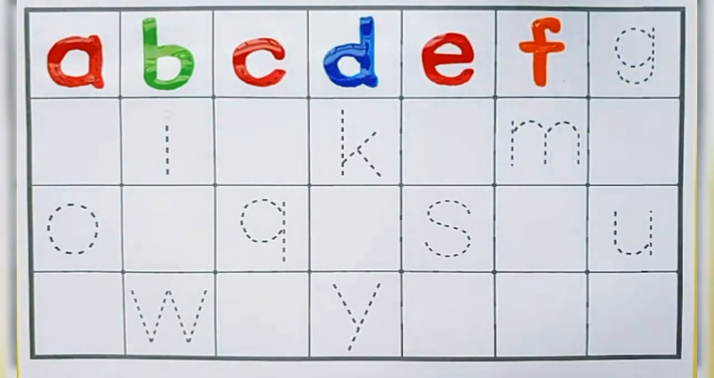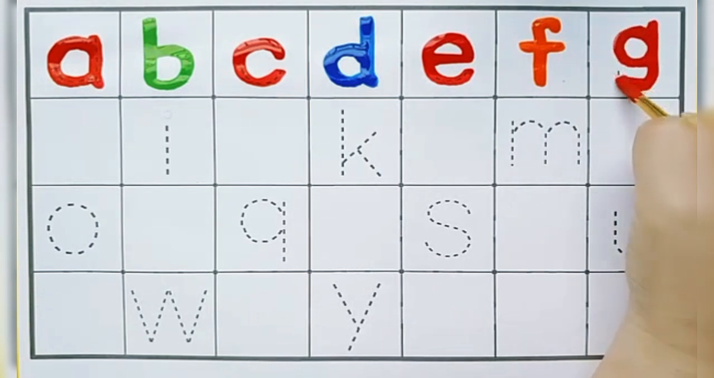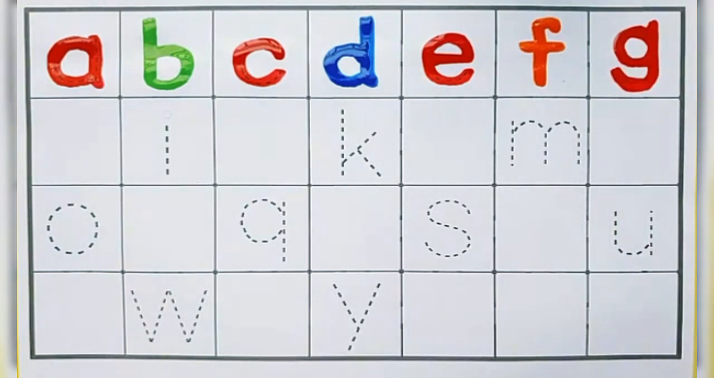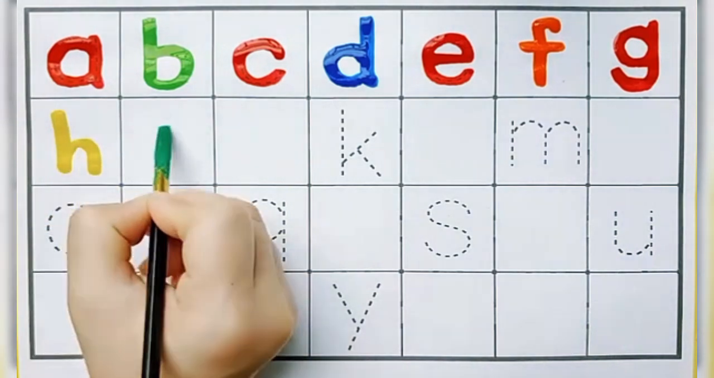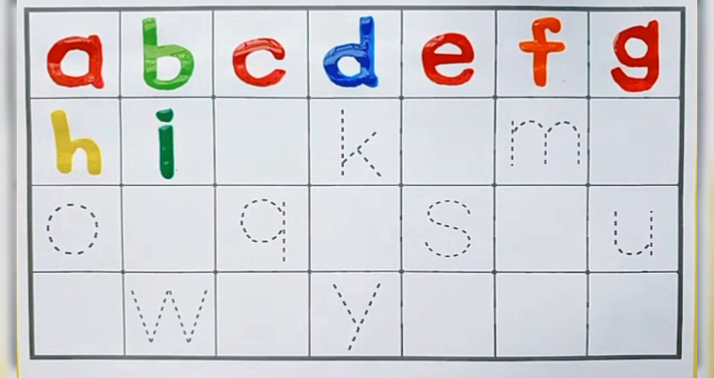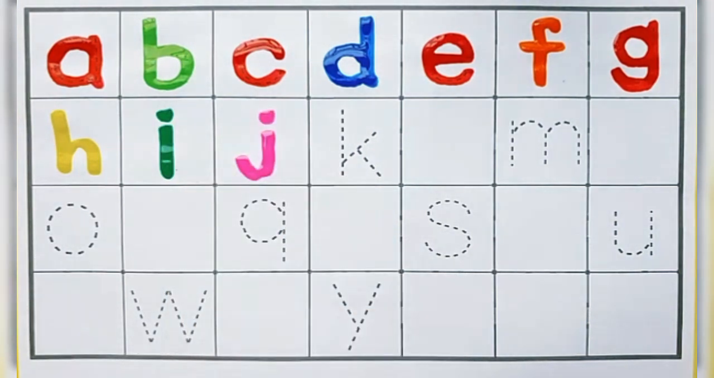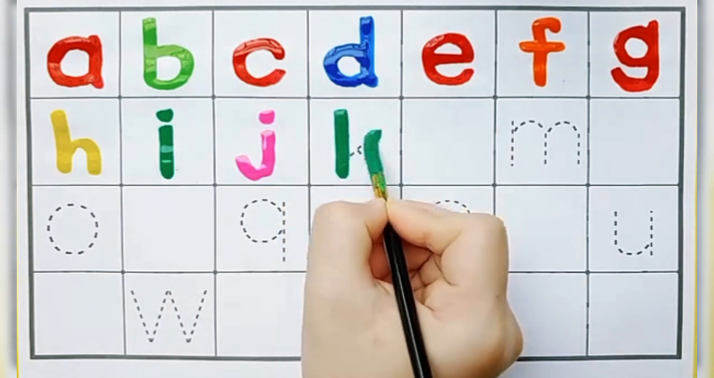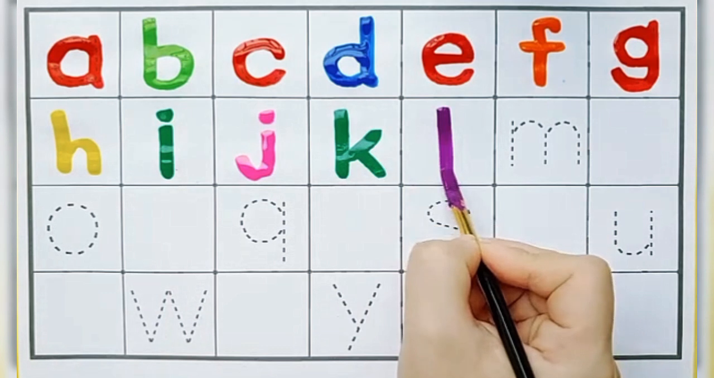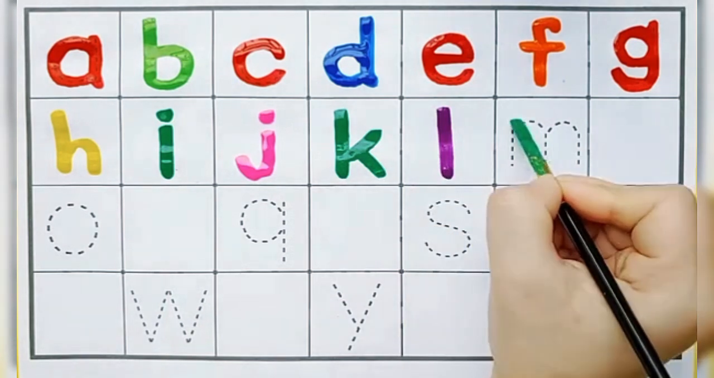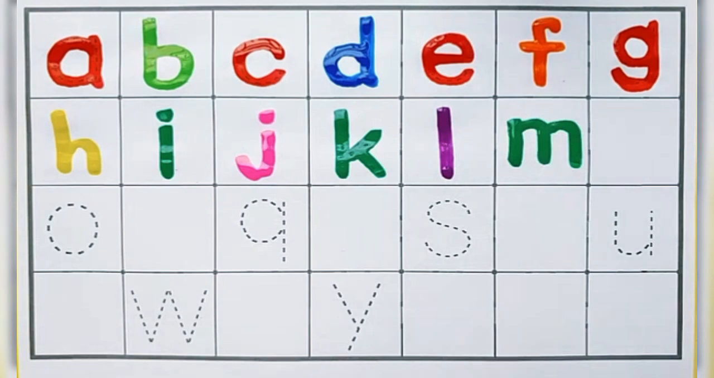F for frog, G for gorilla, H for housefly, I for iguana, J for jellyfish, K for kangaroo, L for lemon, M for moon.